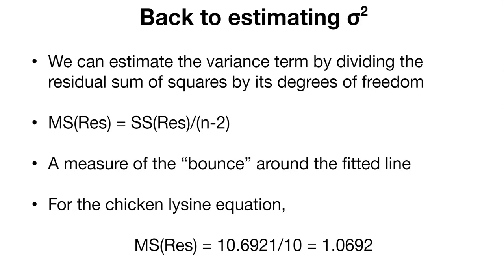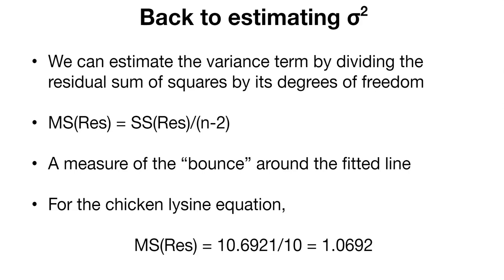Now what about sigma squared? This is the variance term. We could calculate this by dividing the residual sums of squares by its degrees of freedom. And so we would get what we call the residual mean square. The residual mean square is calculated by the sums of squares for the residuals divided by n minus 2. And n minus 2 is the degrees of freedom for a regression. And it's n minus 2 because we've already estimated two things about this regression, beta 0 and beta 1.